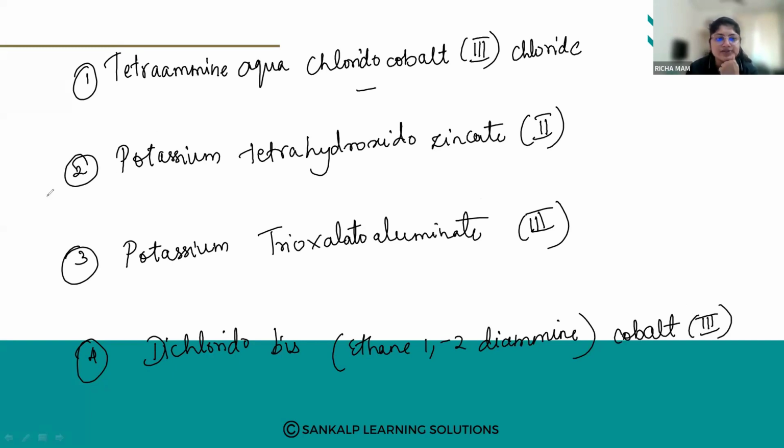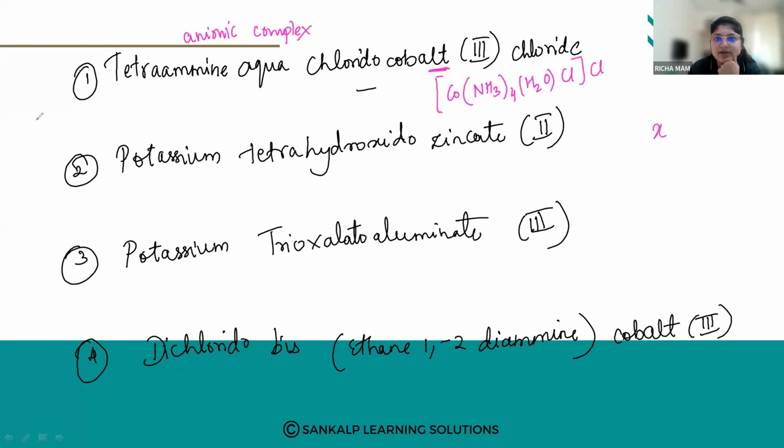Okay, so how will you write the first one? Cobalt 3 chloride. This is a cationic complex. Cobalt is written first, so first we'll follow the rule. We'll maintain the bracket. Then your cobalt will come, then tetraamine, so NH3 4. Then you have aqua, then chlorido, and then chloride. So what will be the charge? Cobalt is X. Cobalt is 3.